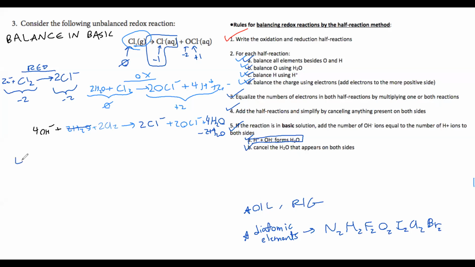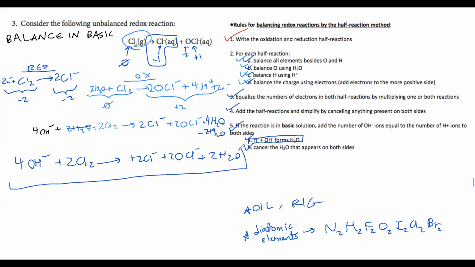Let me just write everything out again. So we still have the 4 hydroxides on the side. They didn't get removed. Plus our 2 chlorines. Plus our 2 chlorine ions. Plus now only 2 waters. Cool, so this would be our equation balanced in basic conditions.